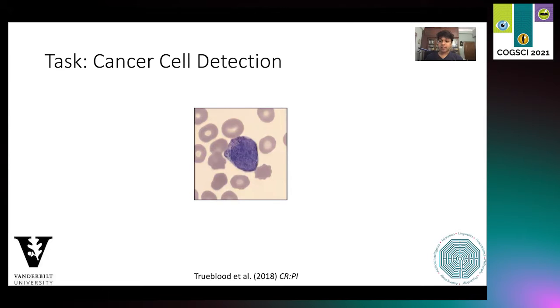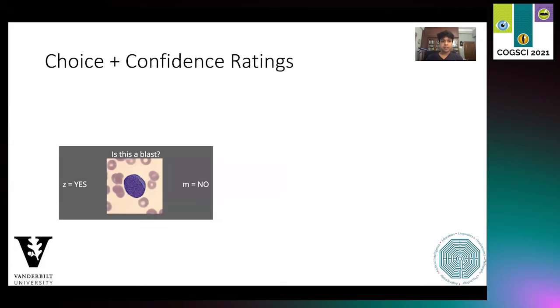The specific task that we're going to use in our experiment is cancer cell detection. So this is a stained image of a white blood cell. It's important to use these images to diagnose blood cancer. One can be asked, is this a blast cell or is this a cancerous cell? And this is the kind of stimuli that we use in our experiments.